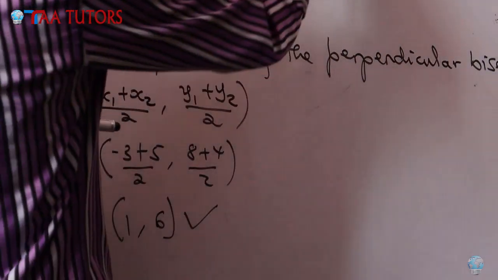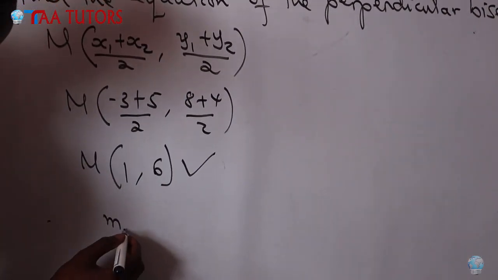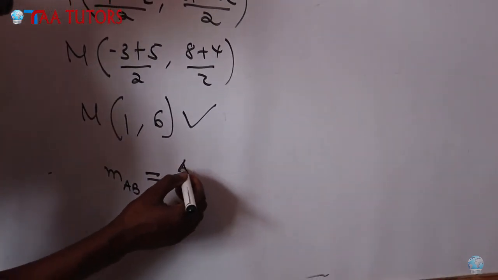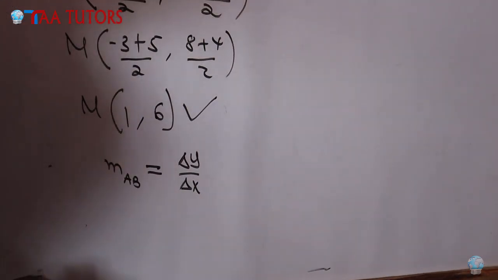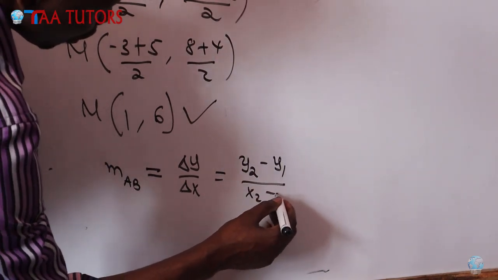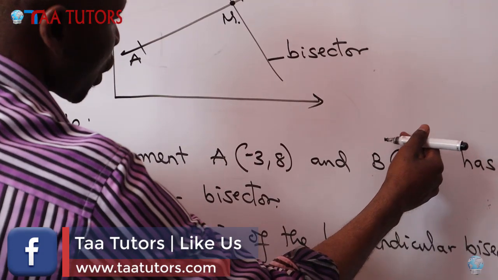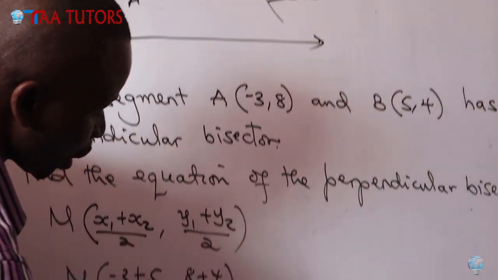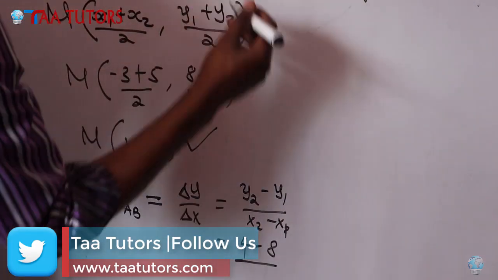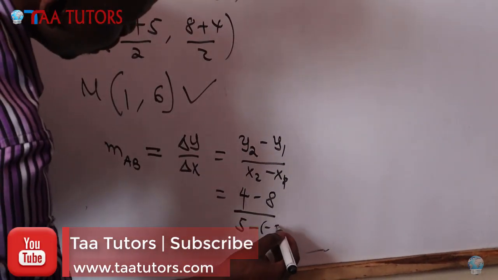Then the next thing, we want to get the gradient of AB. So the gradient of line AB, which I'm saying small m, will be change in y over change in x, which is also basically y2 minus y1 divided by x2 minus x1. So if we continue with that, assuming this is my x2, y2, x1, y1. So I'll say 5, 4 minus 8 divided by 5 minus -3.